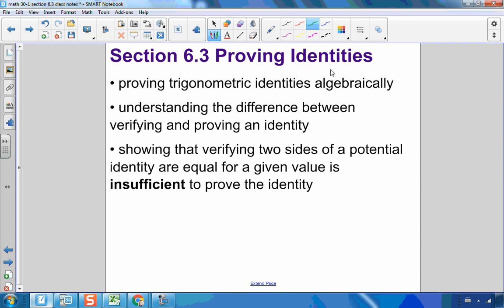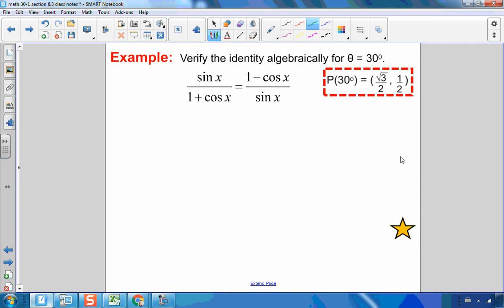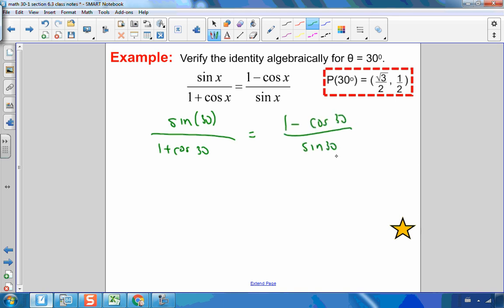So that's what we're going to do right now, we're going to look at identities and we're going to prove them. Now, let's talk first about verifying. What does verifying mean? Verifying is just checking it out. So this is a potential identity right here. And I want to just verify it for 30 degrees to see if it has the potential to be an identity. So let's look. Sine of 30 over 1 plus cosine of 30 is equal to 1 minus cos of 30 over sine of 30. Okay, so 30 is a nice point on the unit circle.